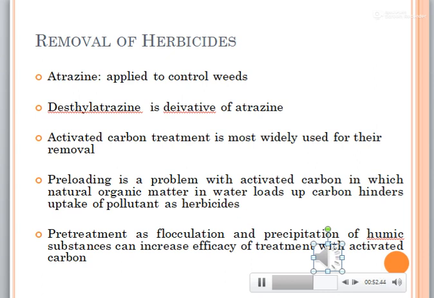Activated carbon treatment is the most widely used treatment for removing herbicides and their metabolites from drinking water sources. A problem with activated carbon is that of preloading. Preloading means that natural organic matter in water loads up the carbon and hinders uptake of pollutant organics such as herbicides. Pre-treatment to remove such organic matter, such as flocculation and precipitation of humic substances, can increase the efficacy of activated carbon for the removal of herbicides and other organic materials.